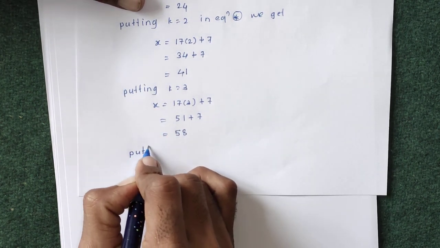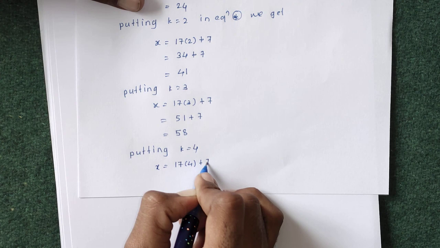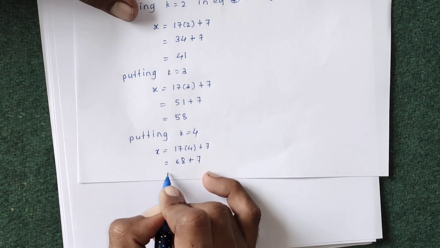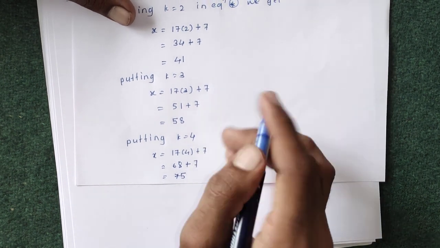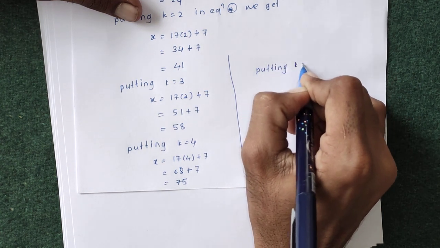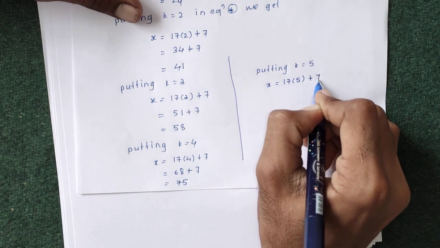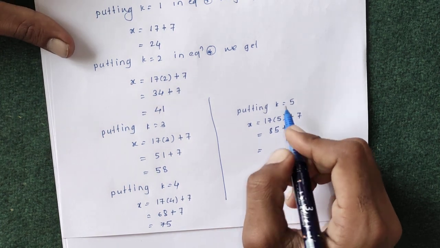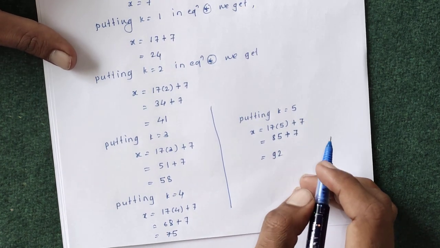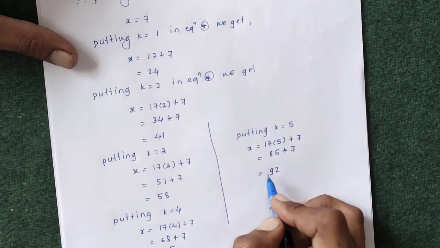Now putting k equal to 4, we get x is equal to 17 times 4 plus 7, which is 68 plus 7, which is 75. Another time putting k equal to 5, we get x is equal to 17 times 5 plus 7. 17 times 5 is 85, plus 7 is 92. Then after putting k equal to 6, we get a number x greater than 100.